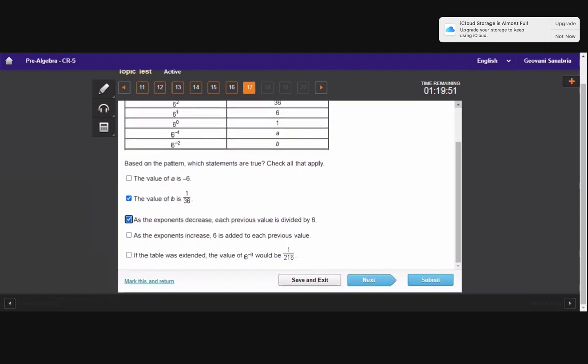As the exponents increase, that's not correct. The last one might be correct. It's correct, because 6 to the positive 3 is 216 from up above. Yeah. So that last one is correct too, because if it's negative, it means move it to the bottom, and then 1 will be on the top.